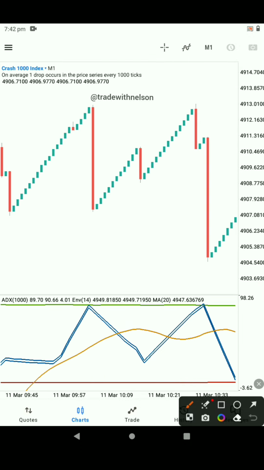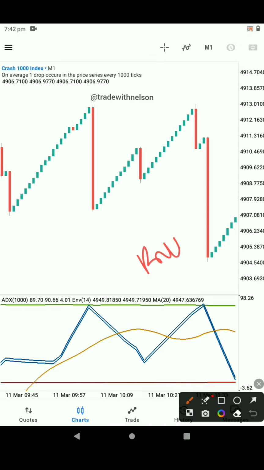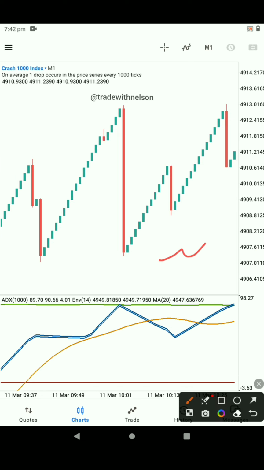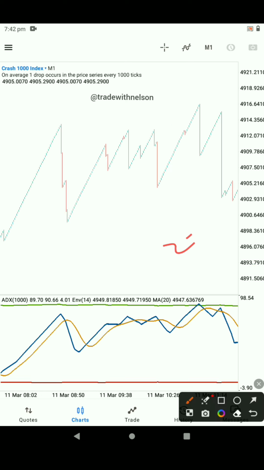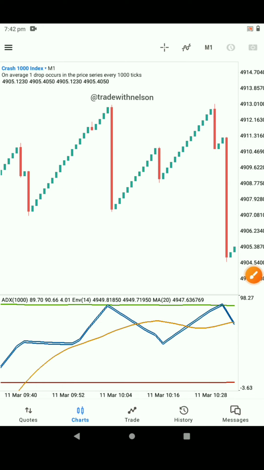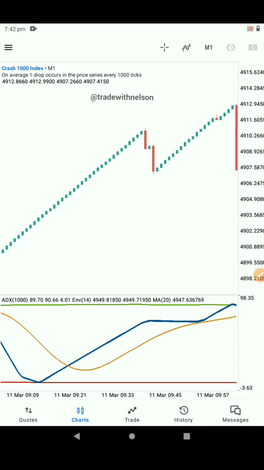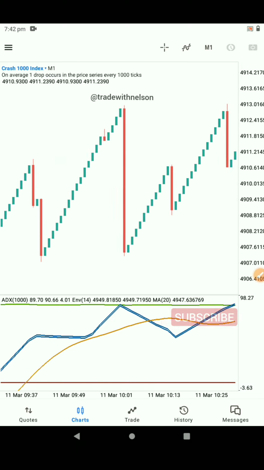So after this, I want you to go back to your chart, backtest this strategy, go with your demo account and trade it in a live moving market for at least 2 to 3 weeks. Compare your win rate and see how profitable you will be. After that, you can decide if you want to stick to this strategy.